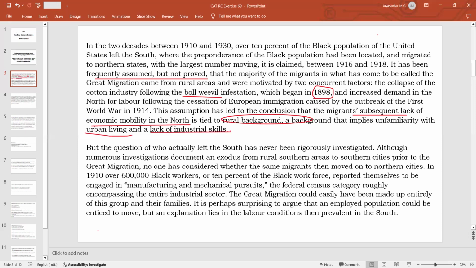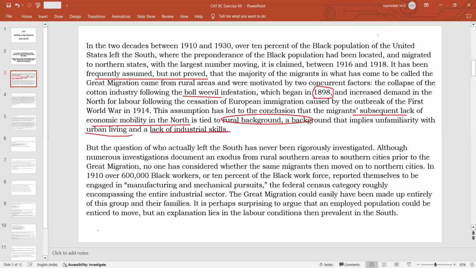So the first paragraph is basically arguing that the lack of economic success of the black workers who migrated from the southern United States into the north during the Great Migration was due to their rural background. That was the argument that is given.